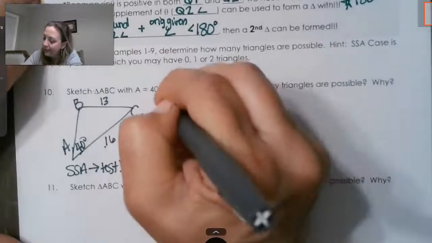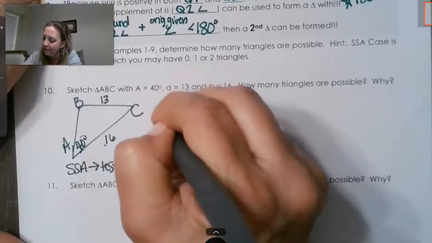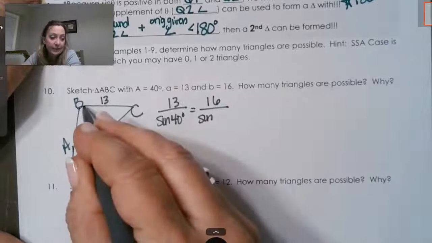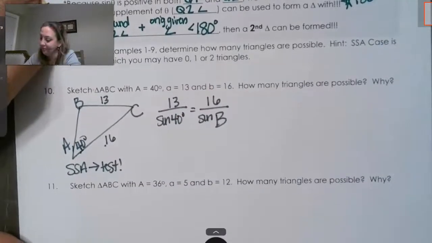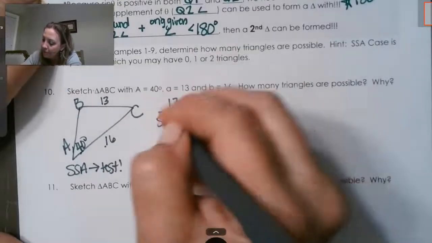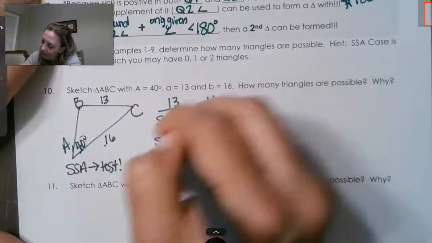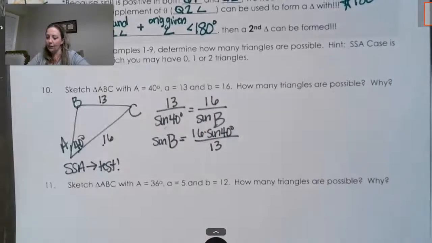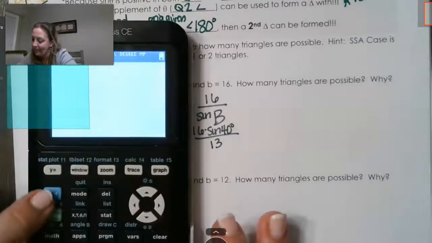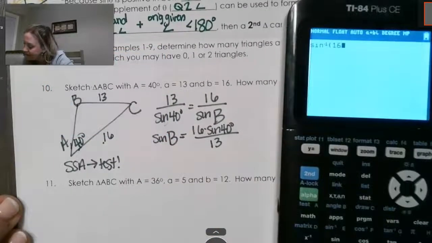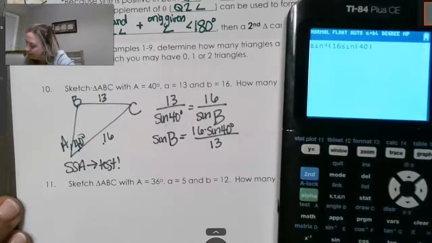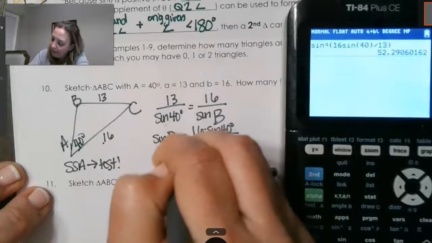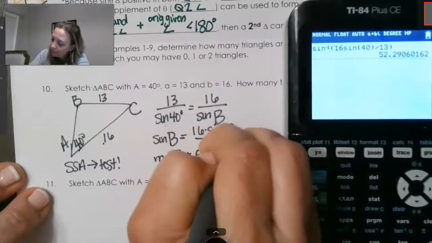All right, so I'm going to take 13 over the sine of 40 degrees equals 16 over the sine. Okay, look, notice it's not A anymore. We have the sine of B. So I have that the sine of B would be 16 times the sine of 40 degrees over 13. So I would need to take the inverse sine of 16 times the sine of 40 divided by 13. And that gives me that the measure of angle B is about 52.3 degrees.